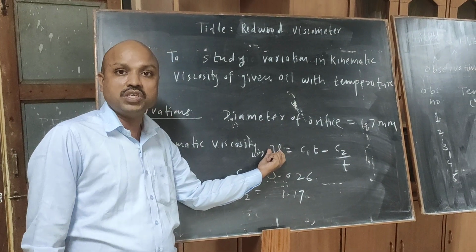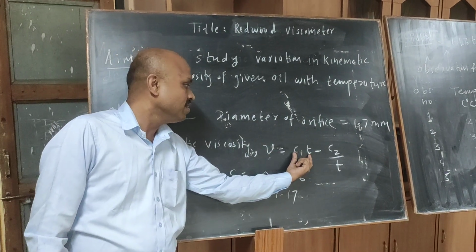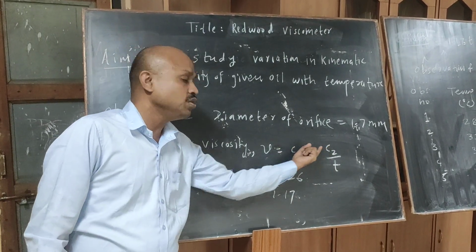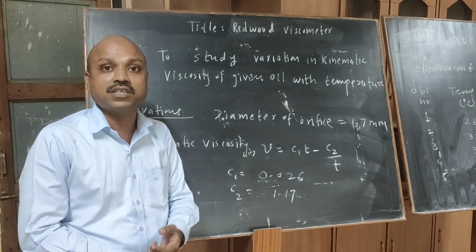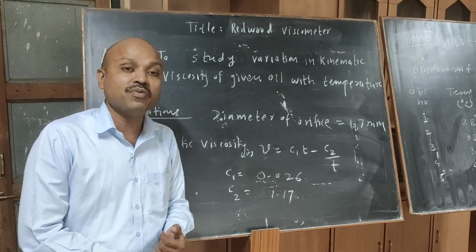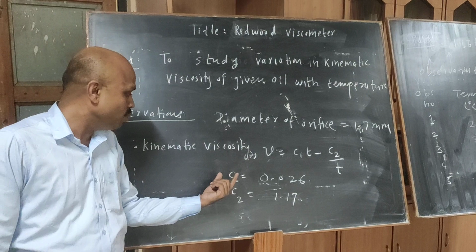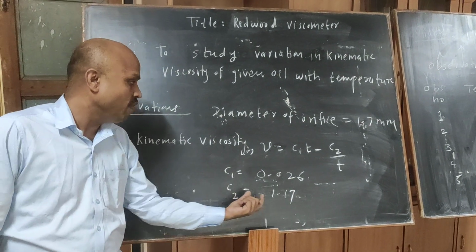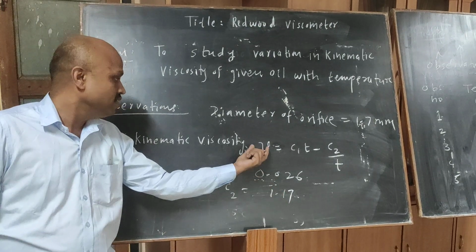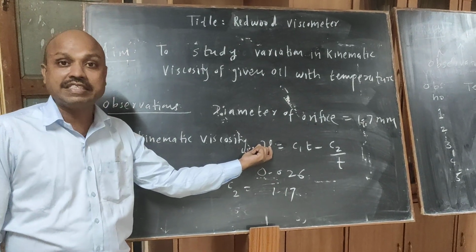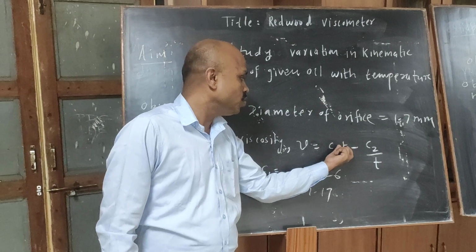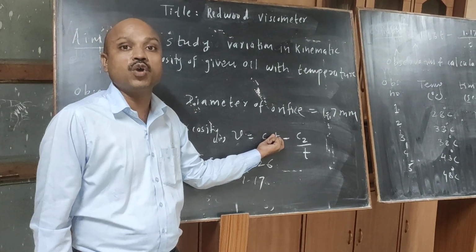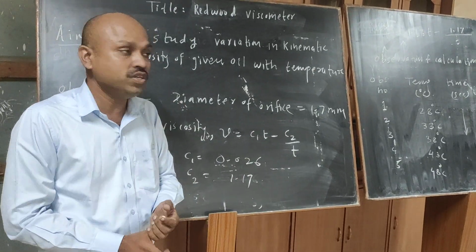Kinematic viscosity nu is obtained by making use of the equation nu = C1 t minus C2 upon t, where C1 and C2 are constants of the apparatus which are provided by the fabricator. For the given Redwood viscometer, the C1 value is 0.026 and the C2 value is 1.17. This nu is the kinematic viscosity in cm square per second, and the small t indicates the time required for collection of 50 ml of the oil, which we have noted while doing the practical.